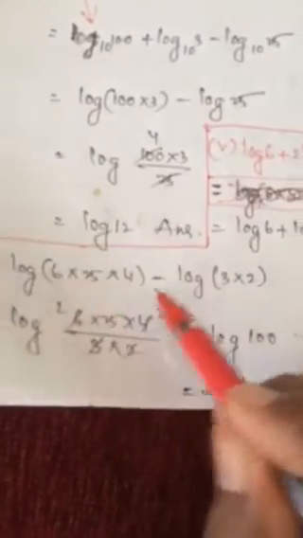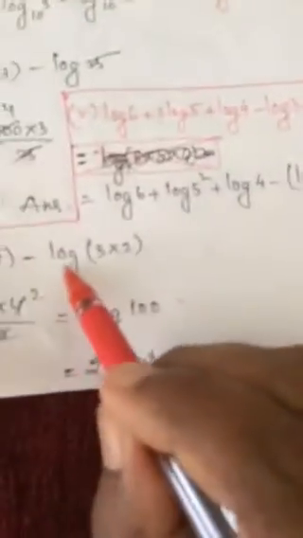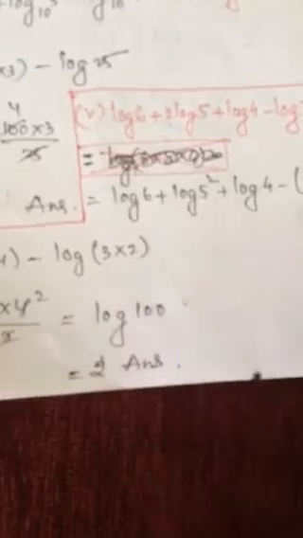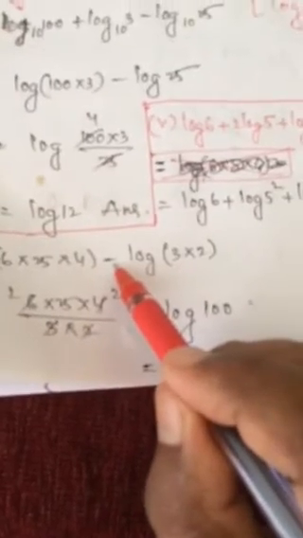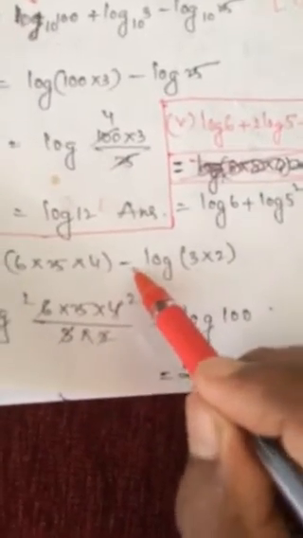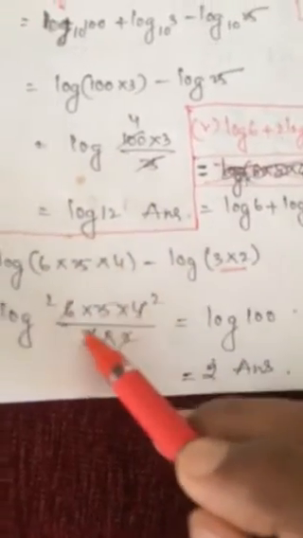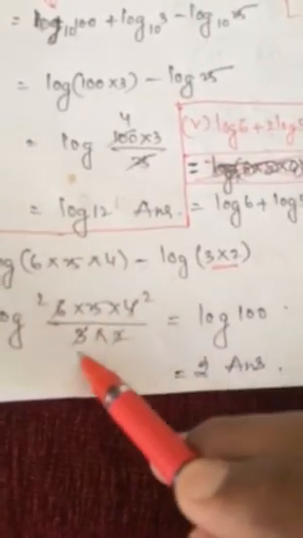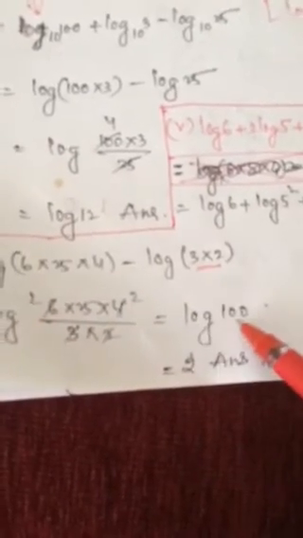Addition changes into multiplication. Minus this log 3 plus log 2, log 3 plus log 2 can be written as log 3 multiply 2. This addition also changes into multiplication. Now again here you see subtraction. Subtraction will change into division, so this will go as division here. So 6 multiply 25 multiply 4, total divided by 3 multiply 2. After cancelling we have got log 100.